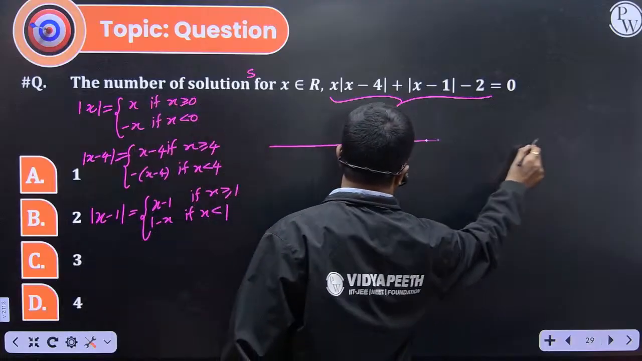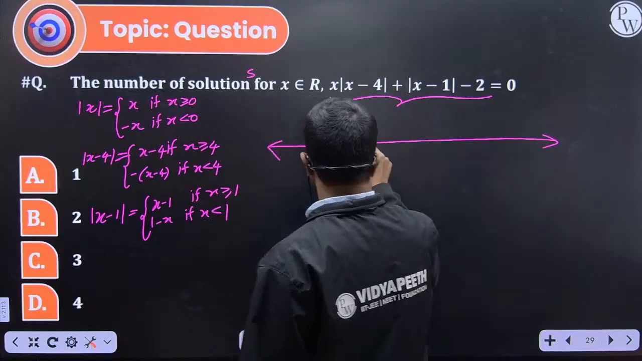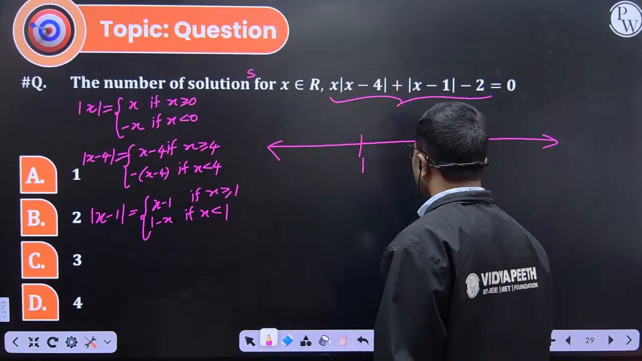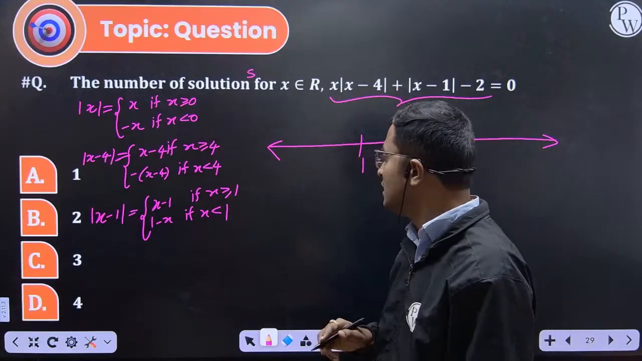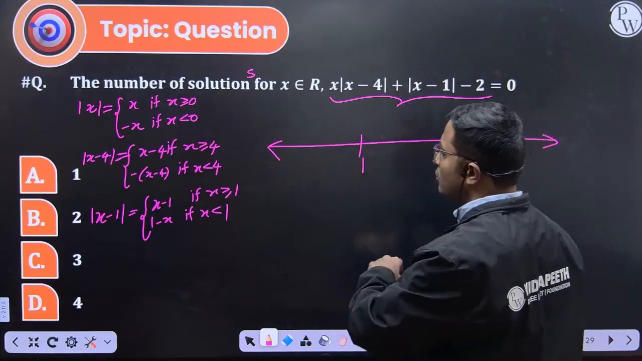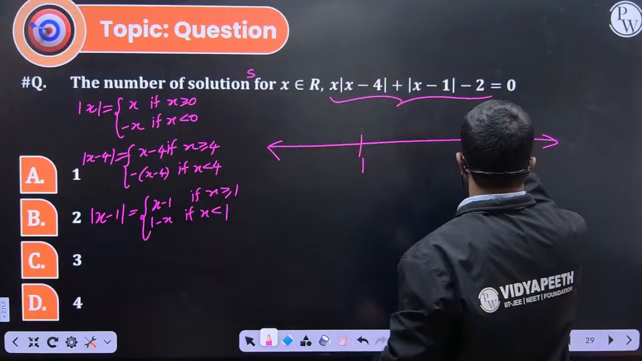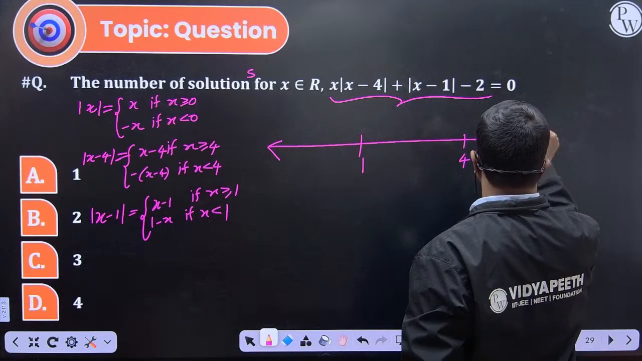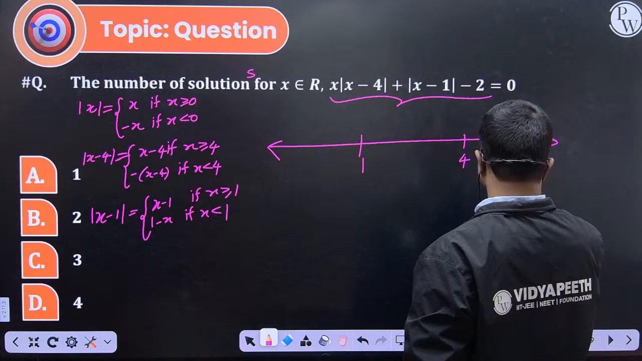So we draw the real number line. Okay, we have the values 1 and 4. These are the main critical points. For x more than 4, in place of modulus of x minus 4, what do we take? x minus 4.